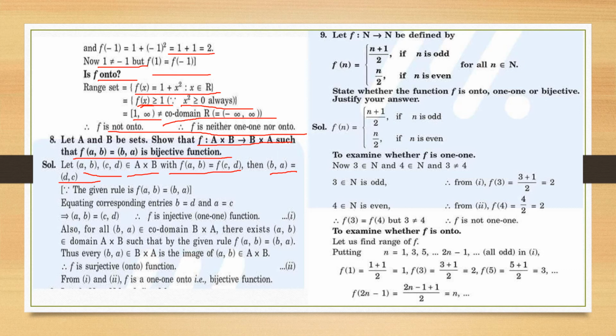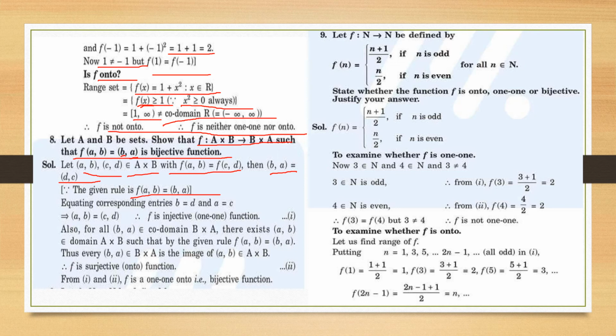f(a, b) means the element b has shifted to the x place and a has shifted to the y place. That means if I take f(a, b) = f(c, d), what is happening? It will become (b, a), and it will become (d, c), as per the given rule. Now equating these ordered pairs, what will I get?